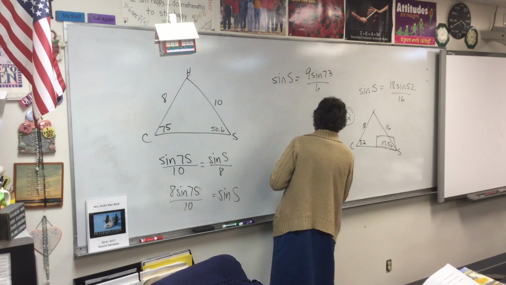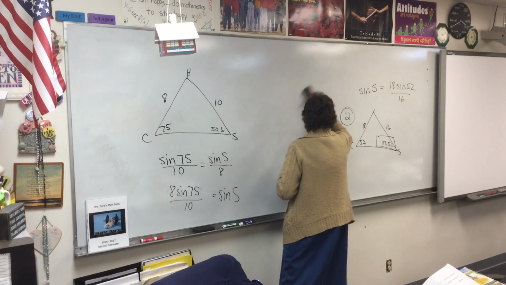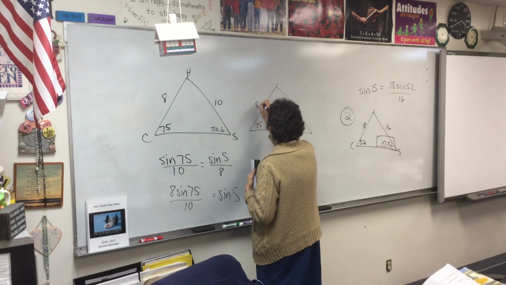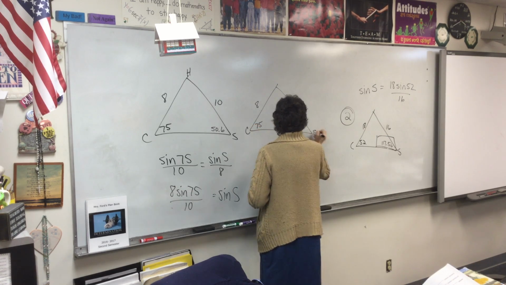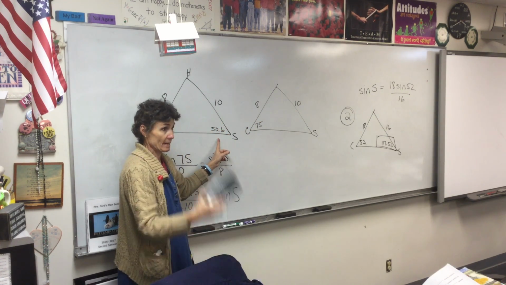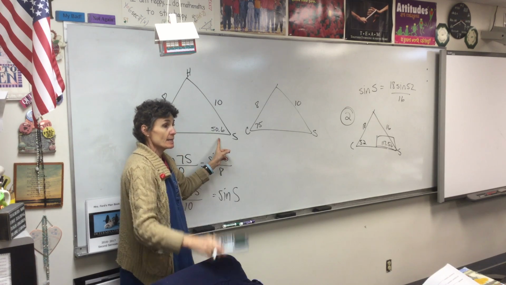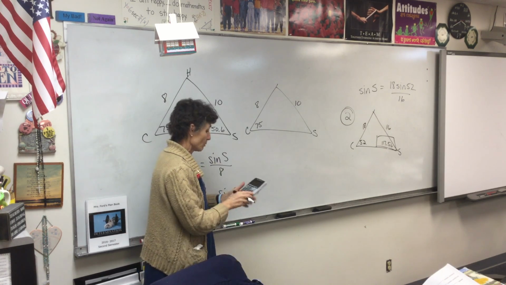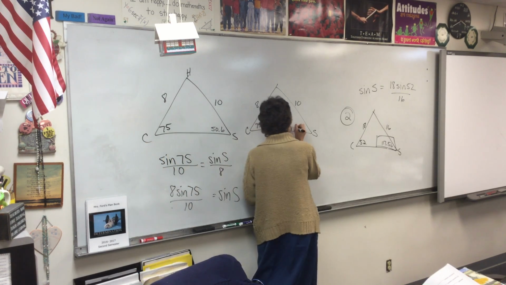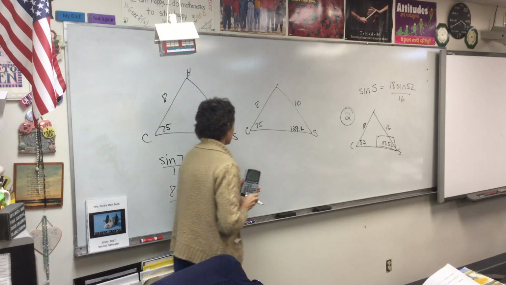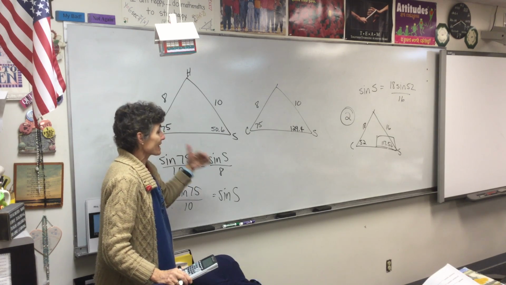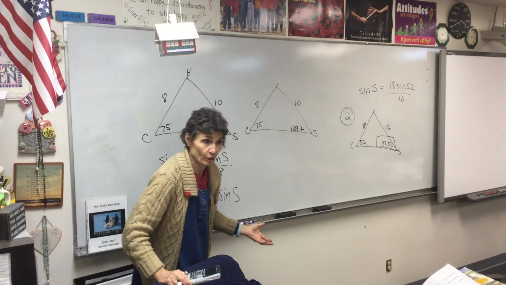I got an answer. Now I need to check if there is a second answer. There's one angle S, my calculator just gave it to me. If there is a second one, it will be 180 minus that, right? So 129.4. Now notice I keep saying if, because sometimes the second triangle doesn't work.